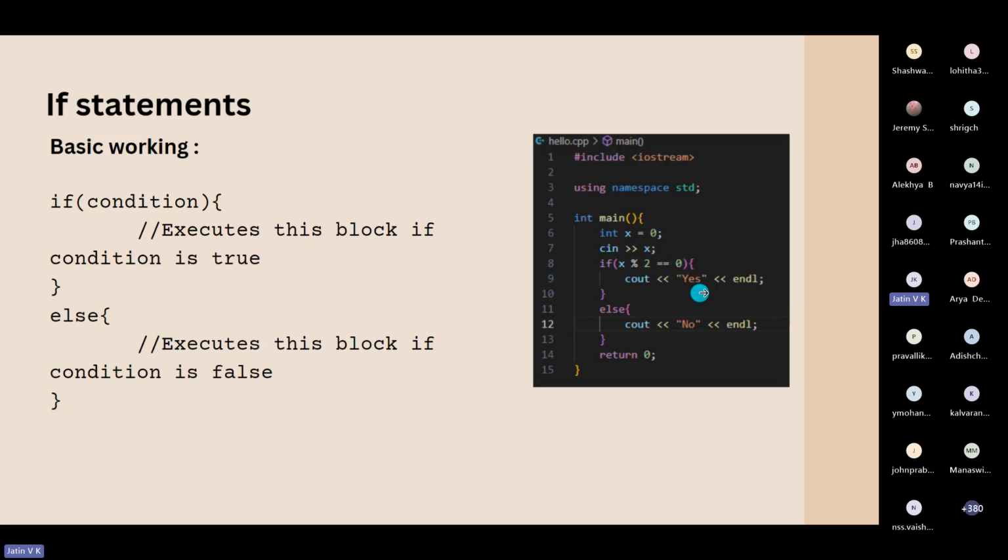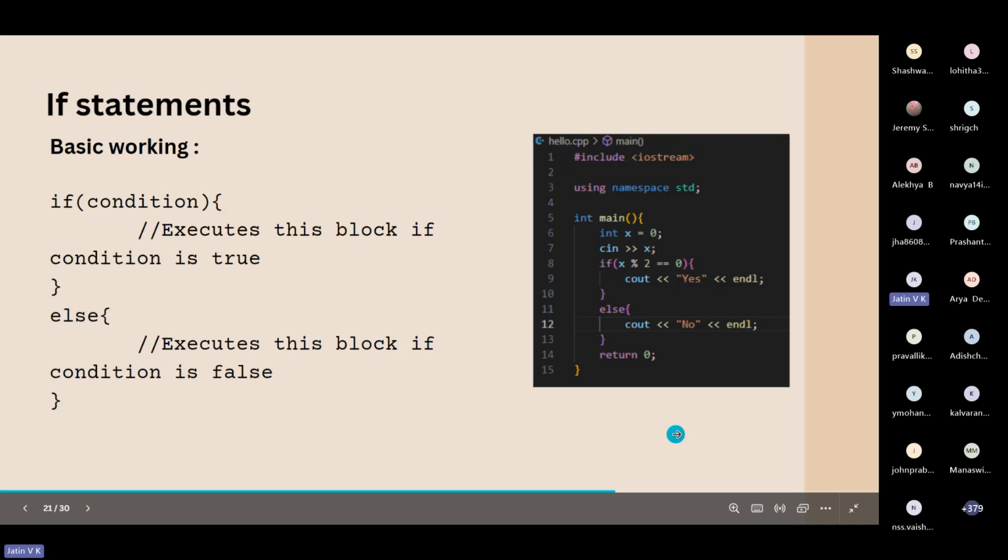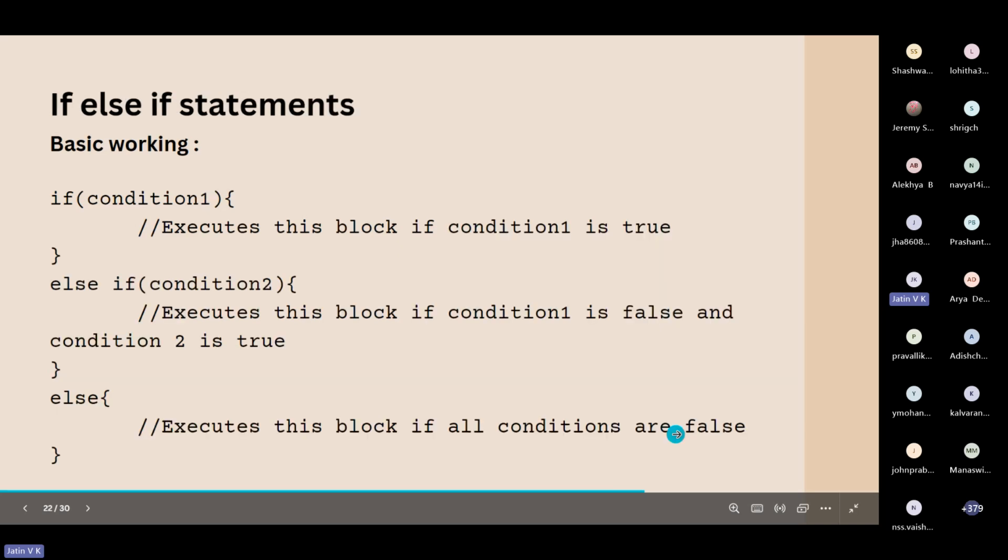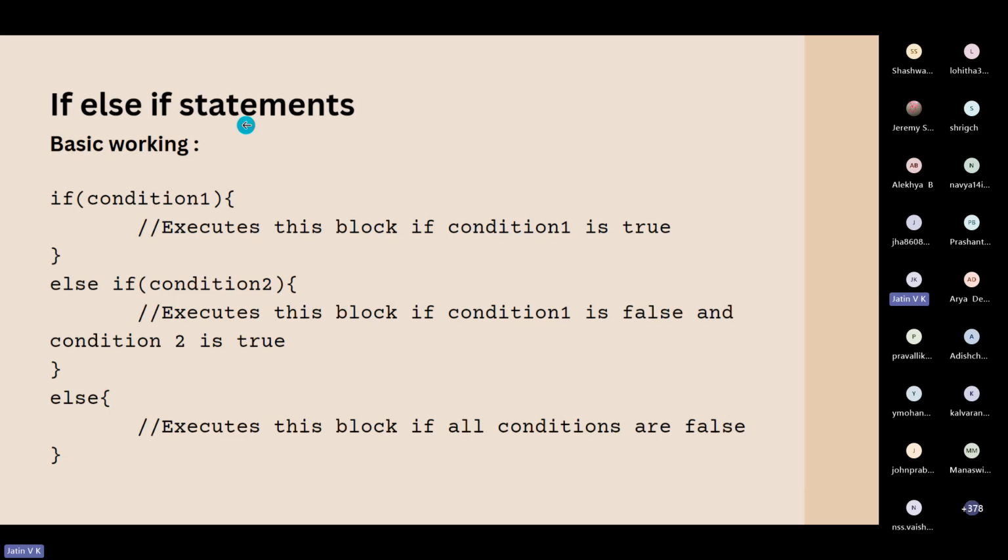So it will give an output yes, or else it will give 0 no. So this is a basic program to find if the inputted number is even or not. Now there's a variation of this if-else statement called if-else if statements. This is like you can have multiple conditions and try to have a program written on it.